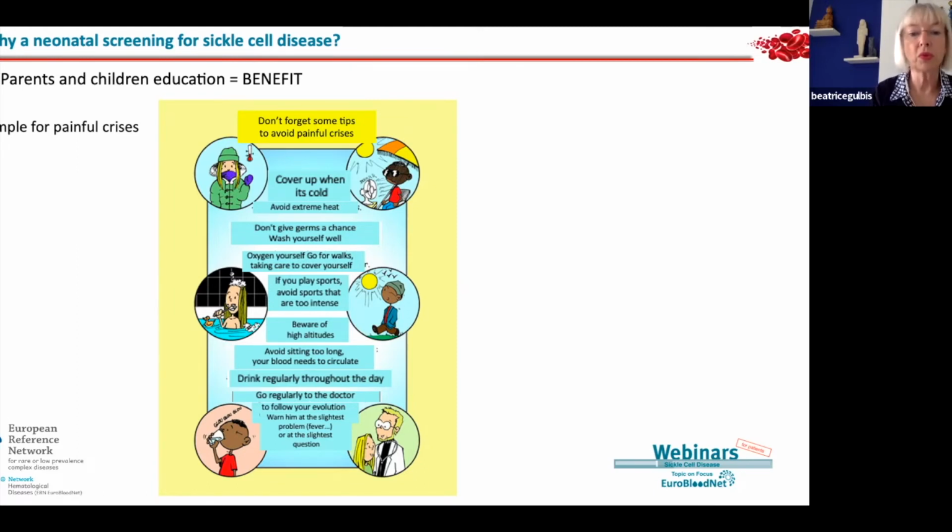If you play sport, avoid sports that are too intense. Beware of high altitudes, avoid sitting too long, your blood needs to circulate. Drink regularly throughout the day. And finally, go regularly to the doctor to follow your evolution, warn him at the slightest problem, fever, or at the slightest question. So this is very important, and you can't give those recommendations to the parents if there is no diagnosis. And the first step might be through neonatal screening.